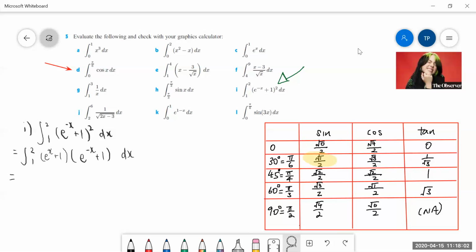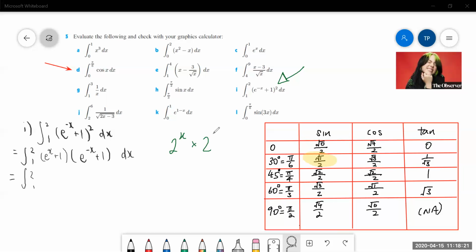But when I times two e's together, I don't know how to do that. For instance, if I have 2 to the power of x times 2 to the power of x, what do I get? I'll get 2 to the power of x plus x, which is 2 to the power of 2x. If I have 2 to the power of 5x times 2 to the power of minus 3x, what do I get? I'll get 2 to the power of 5x plus minus 3x. So I just add the powers together. Yes, exactly, when you have similar bases.